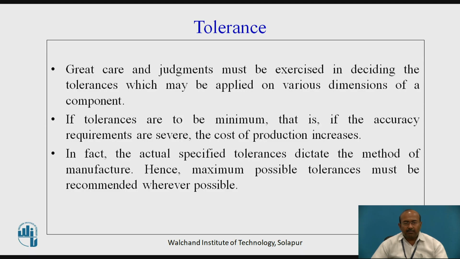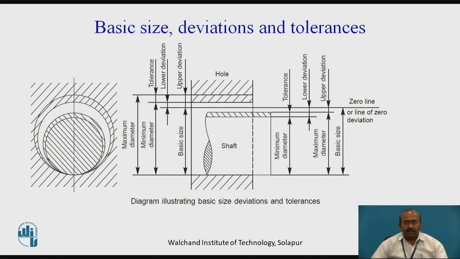But at the same time, we have to keep in our mind that particular mating of the parts is nothing but the part of particular assembly which is already with a defined output work. So, the balance between the tolerance for the particularly assembly, tolerance for the economical way of manufacturing is very important one. Let us proceed with the one diagram which is illustrating the basic size deviations and tolerances.